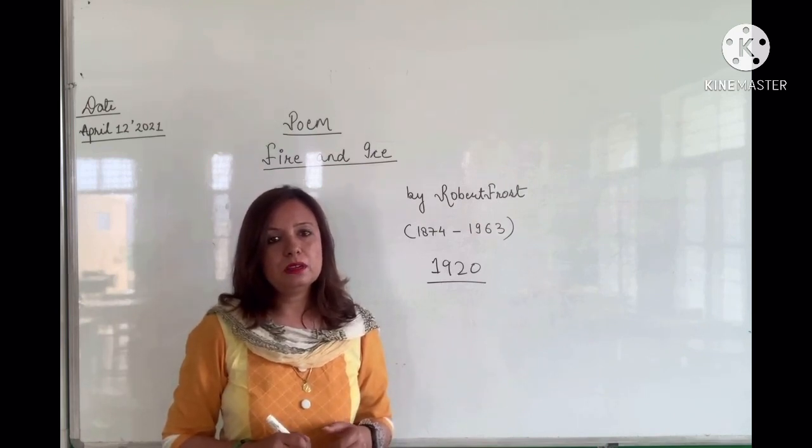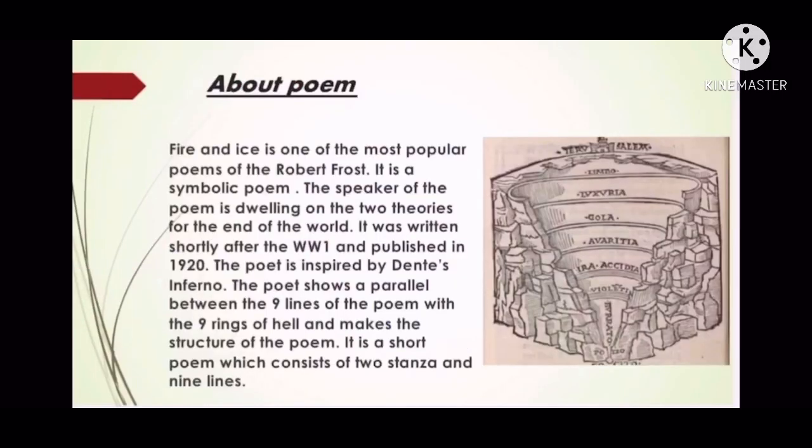Let's proceed to the poem. Fire and Ice is one of the most popular poems of Robert Frost. It is a symbolic poem. The speaker of the poem is dwelling on two theories for the end of the world. It was written shortly after the First World War and published in 1920. The poet is inspired by Dante's Inferno. The poet shows a parallel between the 9 lines of the poem and the 9 rings of hell and makes the structure of the poem.